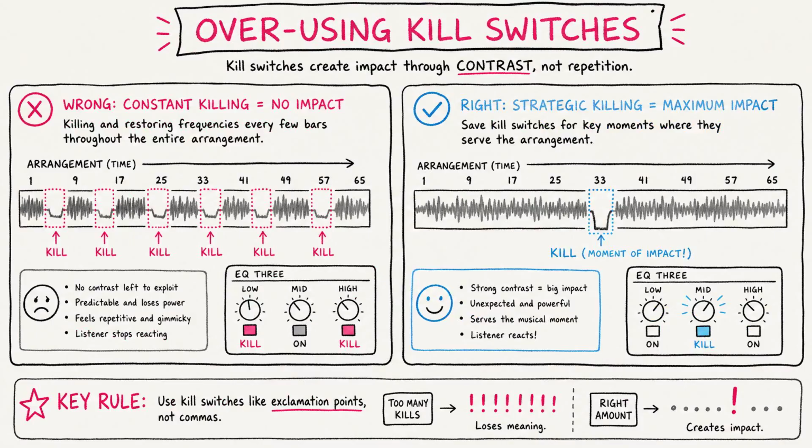Kill switches are dramatic by design. They're meant for moments of high impact, not constant use. If you're killing and restoring frequencies every few bars throughout an entire arrangement, the effect loses its power. The bass drop works because it's a moment of contrast. If the bass is constantly appearing and disappearing, there's no contrast to exploit. Use kill switches strategically, saving them for moments where dramatic frequency manipulation serves the arrangement rather than becoming a repetitive gimmick.